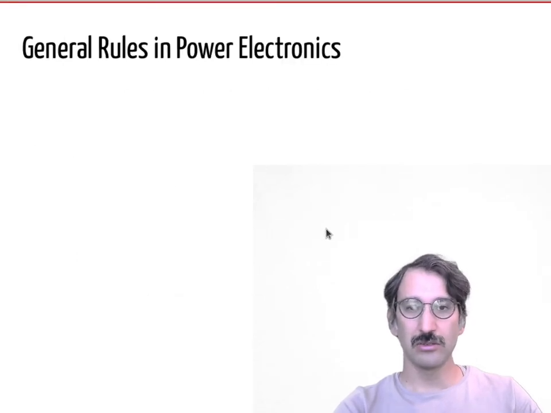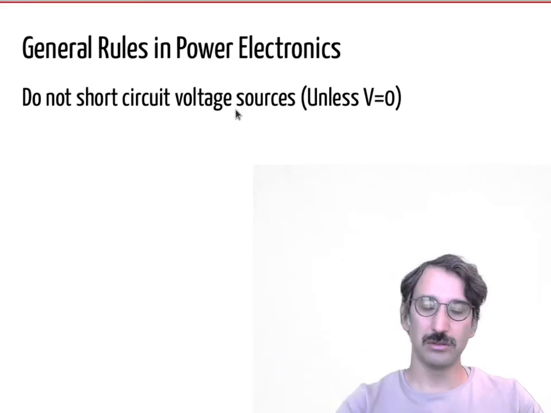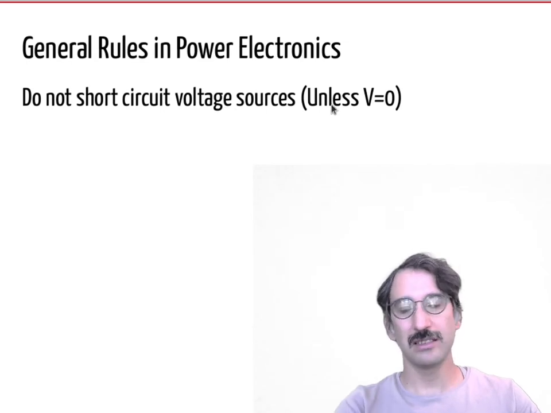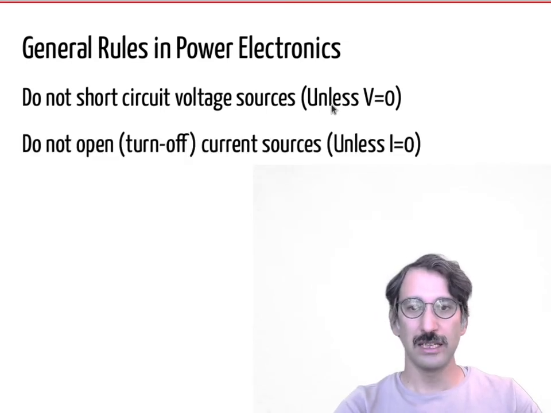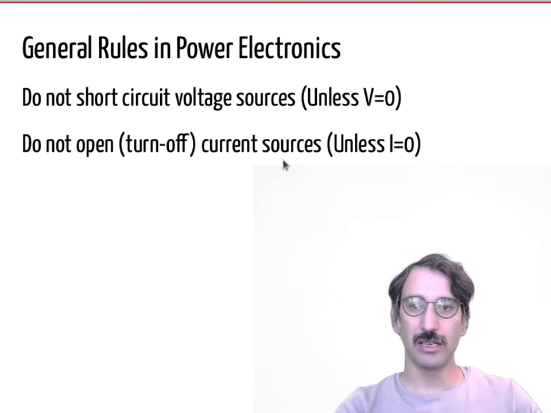Okay, so let's have a look at some general rules in power electronics. We don't want to short circuit voltage sources. If you have a voltage source, you don't want a short circuit between its terminals unless the voltage is zero. And the same thing holds for current sources. We don't want to open or turn off current sources. If you just turn off a current source, you have L di/dt, which goes to infinite, and you will have a high voltage induced.